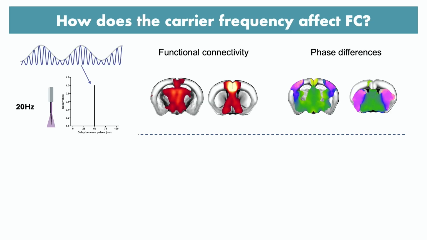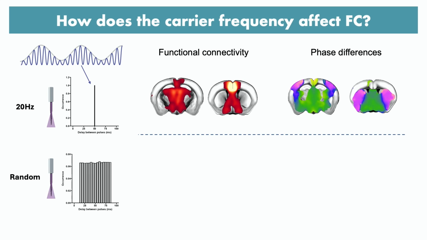So, satisfied that the effect we're looking at had a neural origin, the first thing that we wanted to ask was, if we changed the carrier frequency, how does this affect our functional connectivity measurements? So to do this, one of the ways you could do this is just take our 20 hertz carrier frequency and then try and sample a whole bunch of different frequencies. We decided to do something a little bit easier than that.